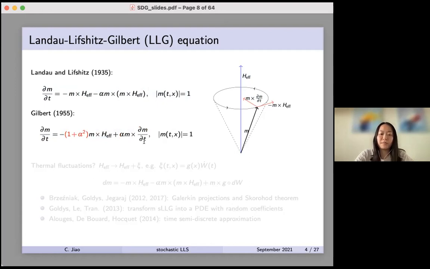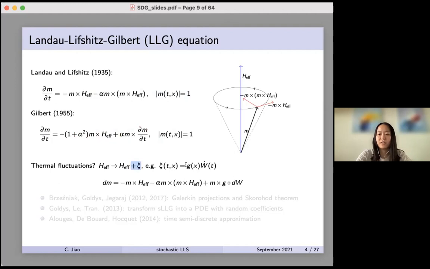Nowadays, for magnetic storage devices, the dimensions tend to be very small. So they are subject to thermal fluctuations, which can affect the directions of the M vectors. The usual way to model this is to include a space-time noise psi in the effective field. An example of psi is the product of G and the white noise, W dot, where W is a Wiener process. This then gives us a stochastic PDE. The stochastic part is a Stratonovich differential, whose choice we shall explain later.